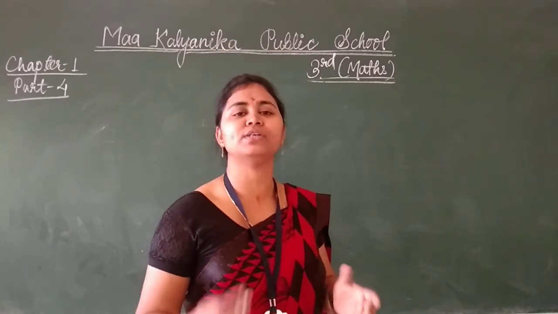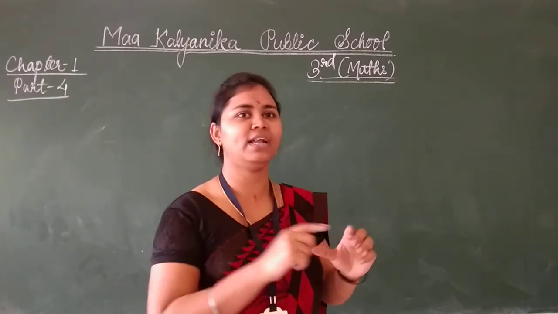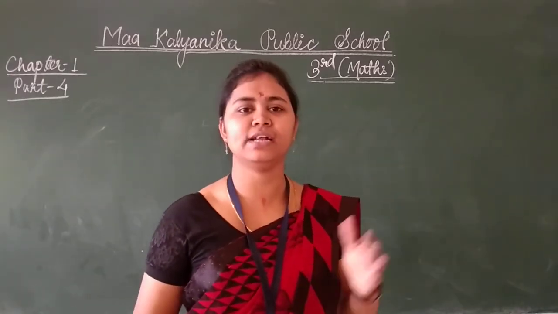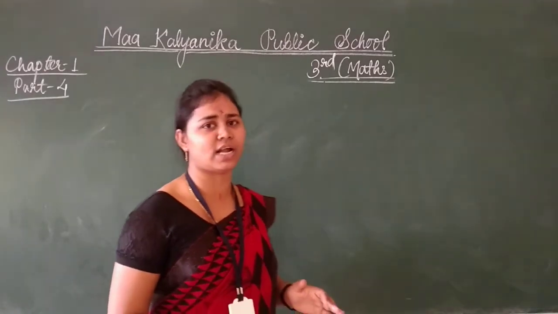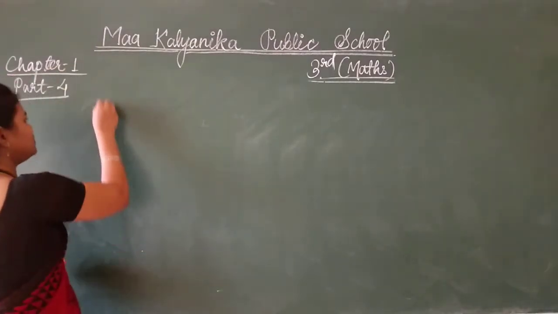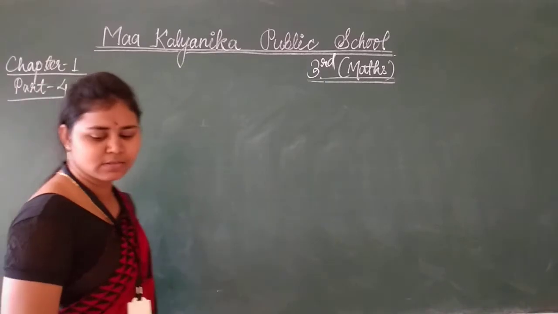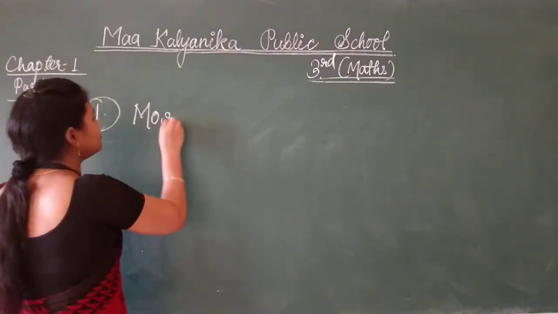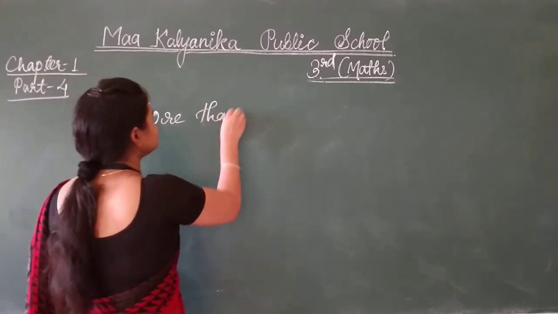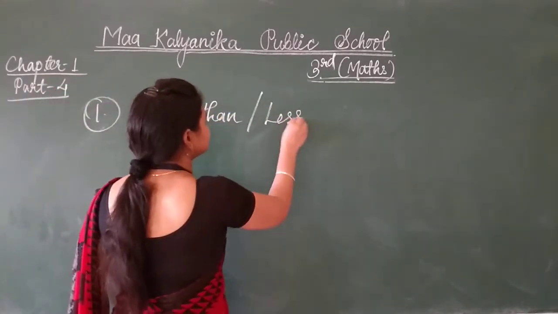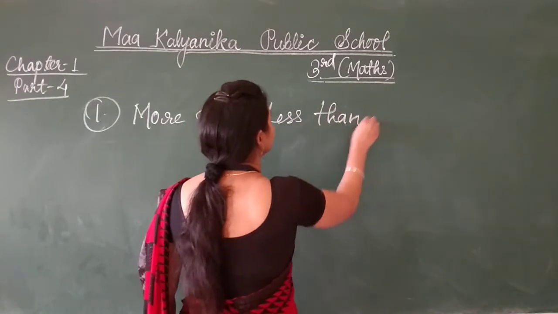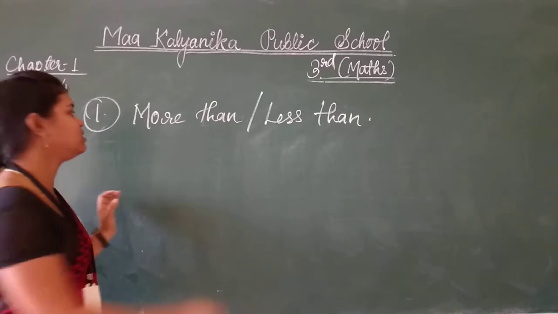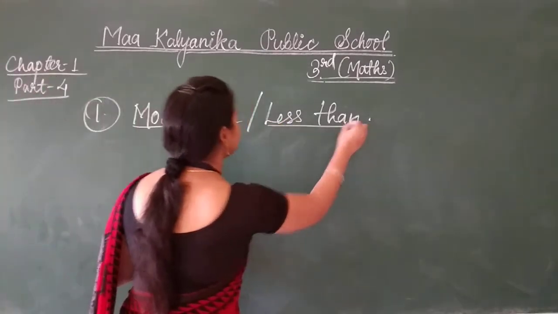So sometimes the question is asked, 1 more than 500, 6 less than 200, like this some questions are asked. So this I am going to tell you first. Sometimes the question is asked, for example, I am giving you the topic here, more than and less than. So first of all I will clear you the terms written here, more than and less than.